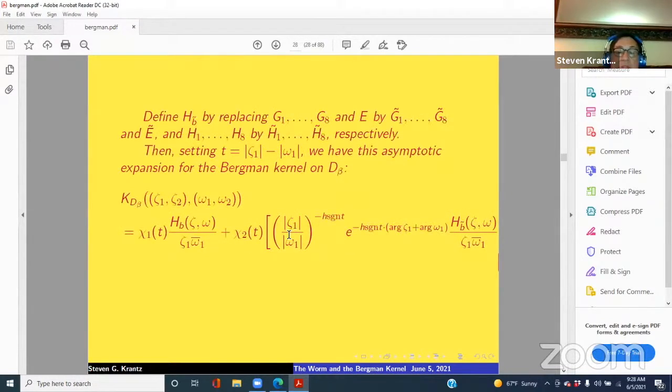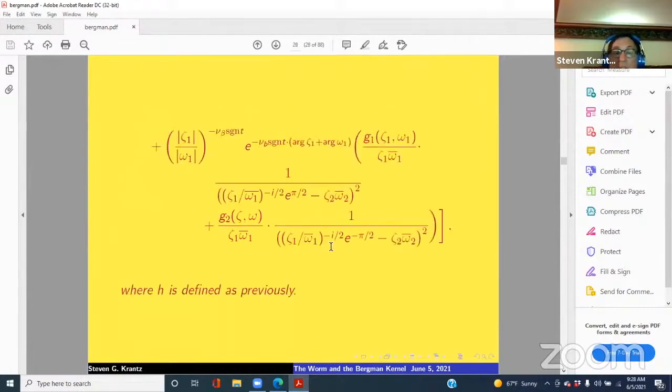And here it comes. So we have an asymptotic expansion for the Bergman kernel of D_β, and it looks like this, and it goes on two screens. And you'll see that the singularities now are of a different nature, but once again, they're isotropic in the z1 variable and non-isotropic in the z2 variable.